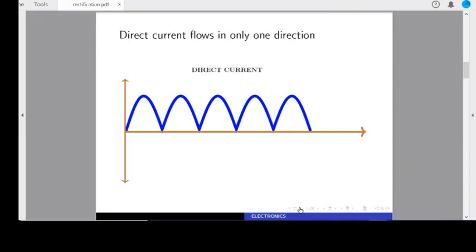Direct current flows in only one direction. As we can see here, it is moving only upwards above the x-axis. Okay, it does not move below the x-axis. Now this current which moves in only one direction is what we call direct current.